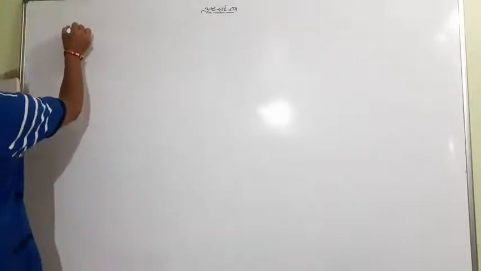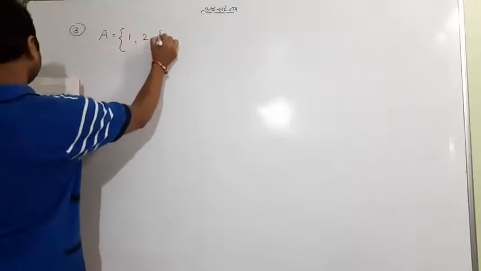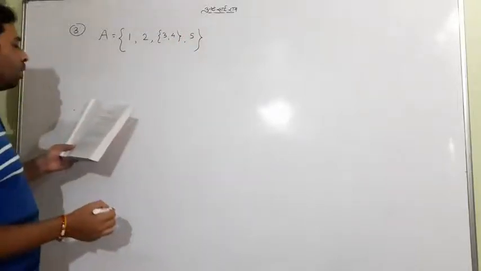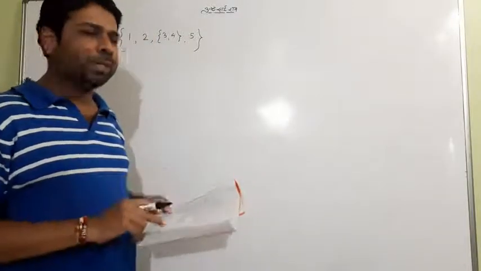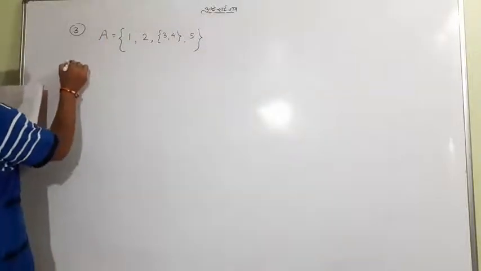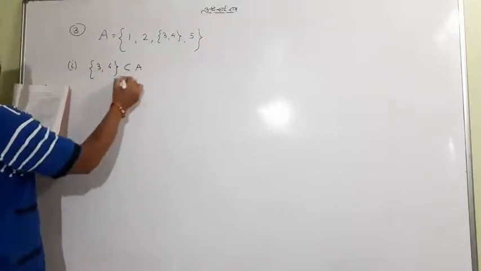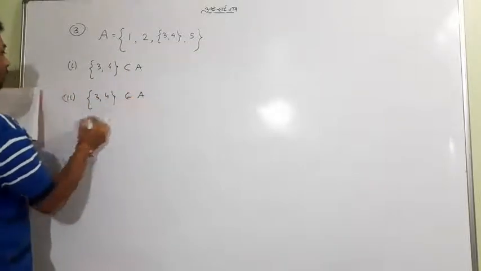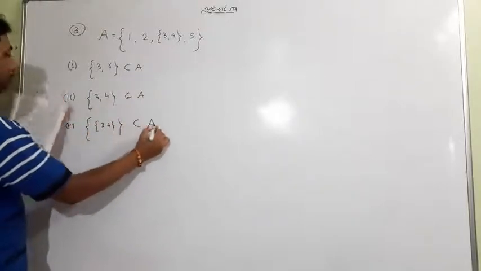Question number 3 I want to discuss with you. A is equal to {1, 2, 3, 4, 5}. We want to say which of the following statements are incorrect and why. Just true and false, meaning incorrect. Which are incorrect? We just have to explain why they are incorrect. One by one we will try to do all. First, {3, 4} is a subset of A. Second, {3, 4} belongs to A. Third, {3, 4} is a subset of A.